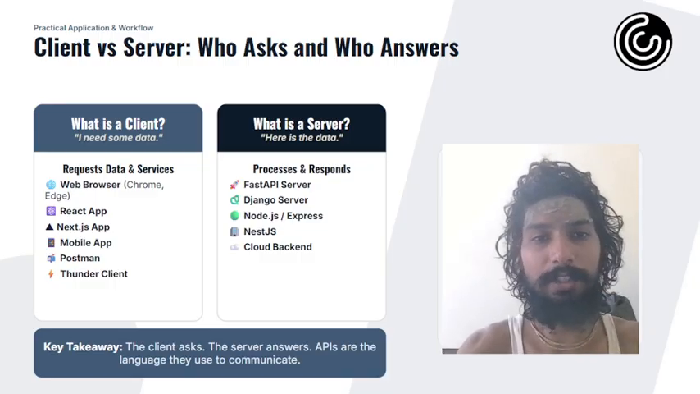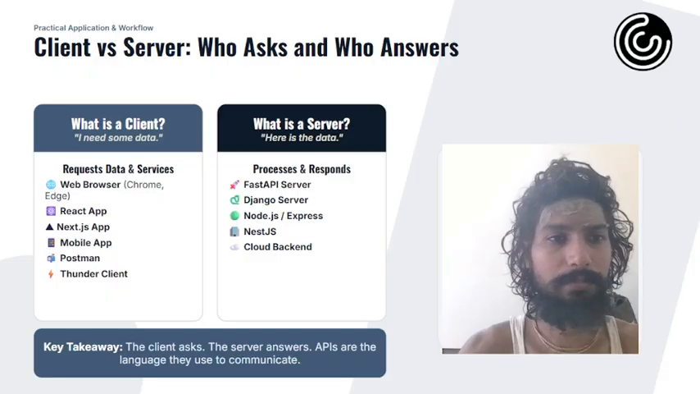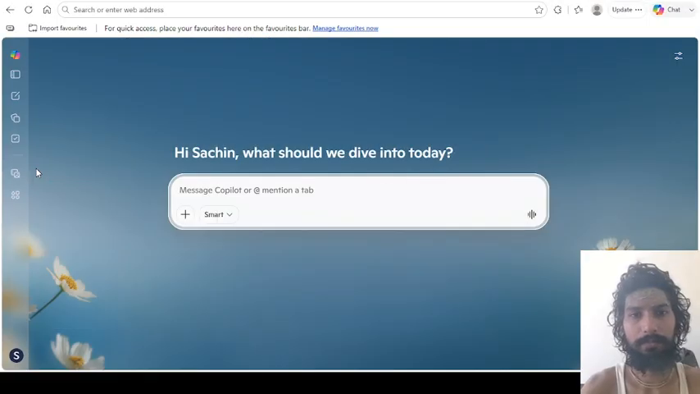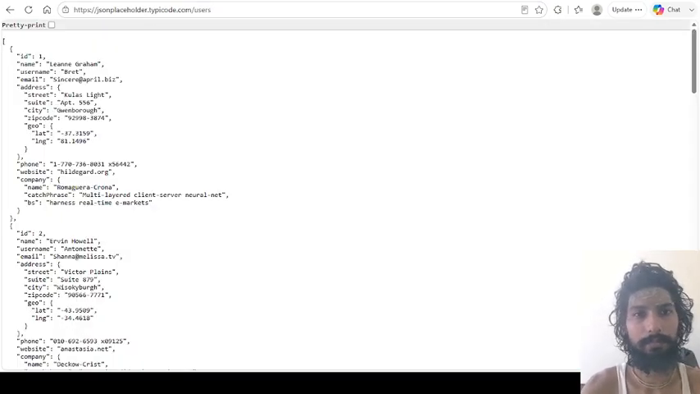Now I will open the browser and visit this URL. We can see some data displayed on the screen. It may initially look difficult to read, but this is simply structured data. The API has returned a list of users. Every user contains information such as ID, name, username, email, address, phone, website, company. This format is called JSON.